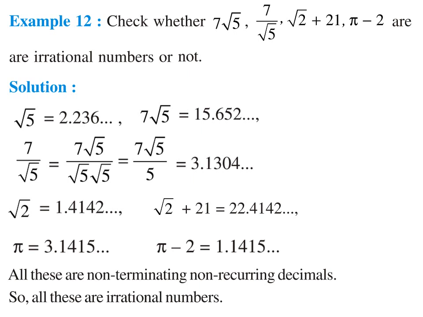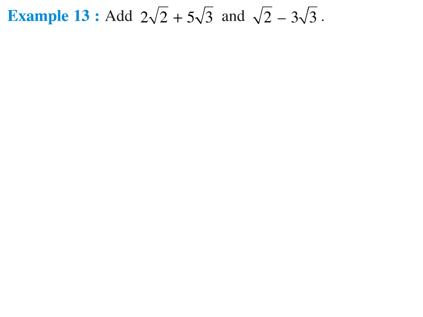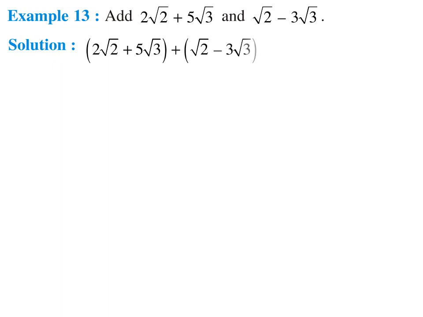Now moving towards the next example. Example number 30. Add 2 root 2 plus 5 root 3 and root 2 minus 3 root 3. Now we have to add these two numbers. So how can we add them? For the solution, we have to apply the plus sign between these two numbers. So 2 root 2 plus 5 root 3 plus root 2 minus 3 root 3.